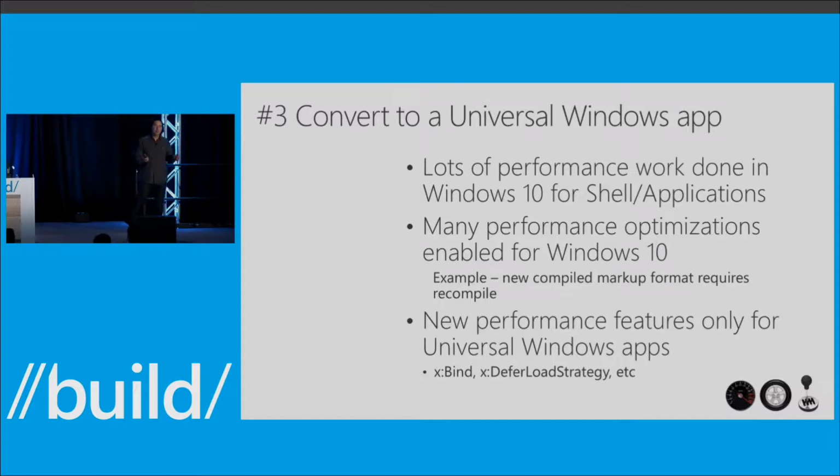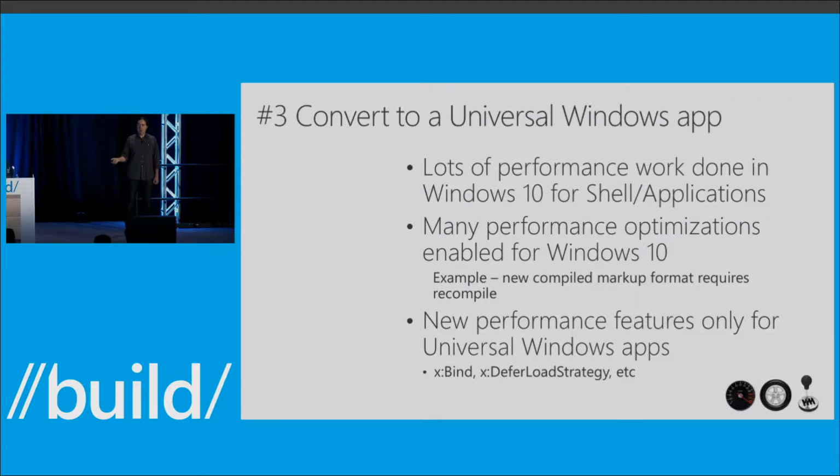For example, in Windows 8.1, we had a binary compressed markup format, so we compile your XAML to a compressed format. And in Windows 10, we've done a lot of work to optimize that format even further, and that requires a recompilation. And as we go through this talk, we'll be showing you a lot of new features that are only available for Windows 10, such as x:Bind and x:Bind defer strategy.